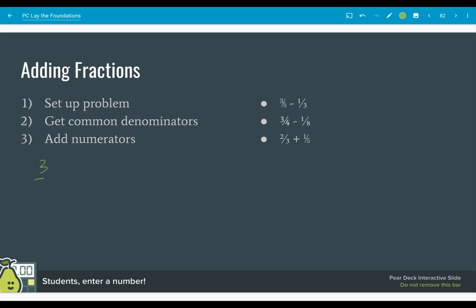So we have 3/5 minus 1/3. Okay, so we have to ask ourselves, what's the greatest common denominator? Well, the common denominator is probably going to be 15.